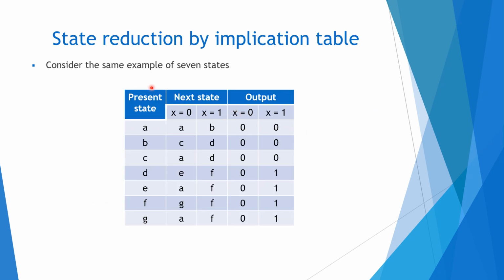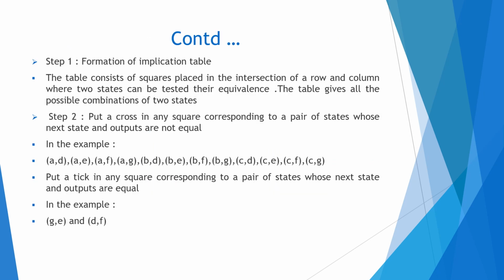Now we can see state reduction by the implication table. An implication table is a table which shows all the combinations of the present states and then the next state transitions. So consider the same example of 7 states. This is the 7 state table, and the formation of the implication table. The table consists of squares placed at the intersection of a row and column where two states can be tested for equivalence. The table gives all the possible combinations of two states.